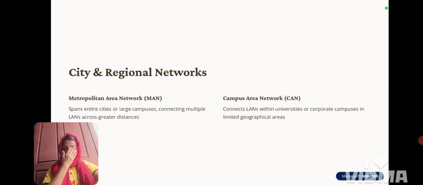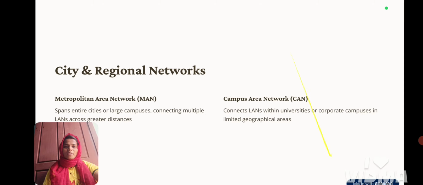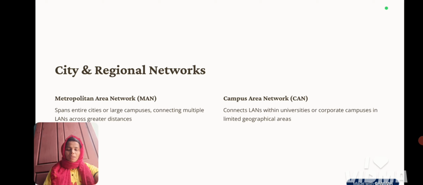Then city regional networks. The MAN comes under this city or regional network. Metropolitan area network means it spans entire cities. If I want to enable the connection between cities or large campuses, I can use the MAN, which means metropolitan area network. Okay.